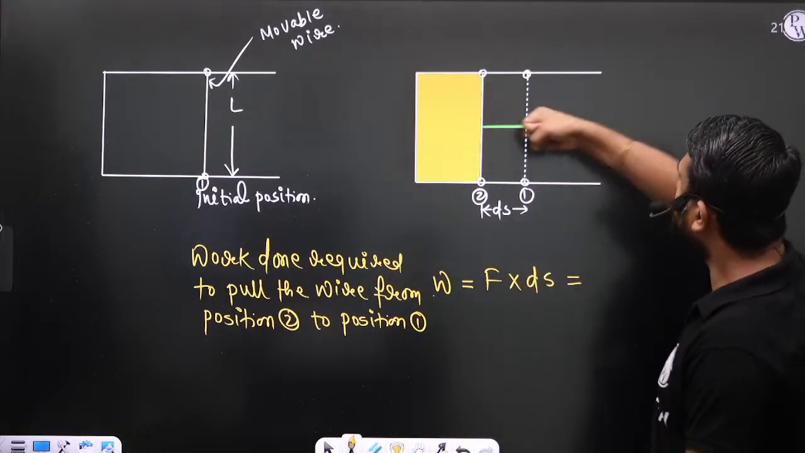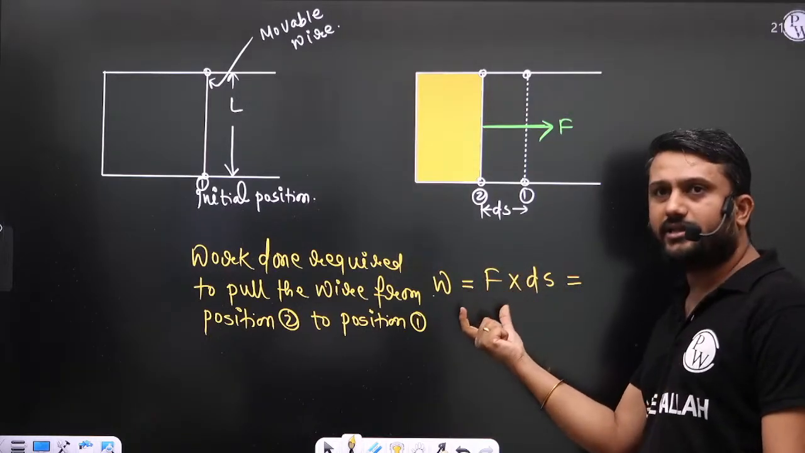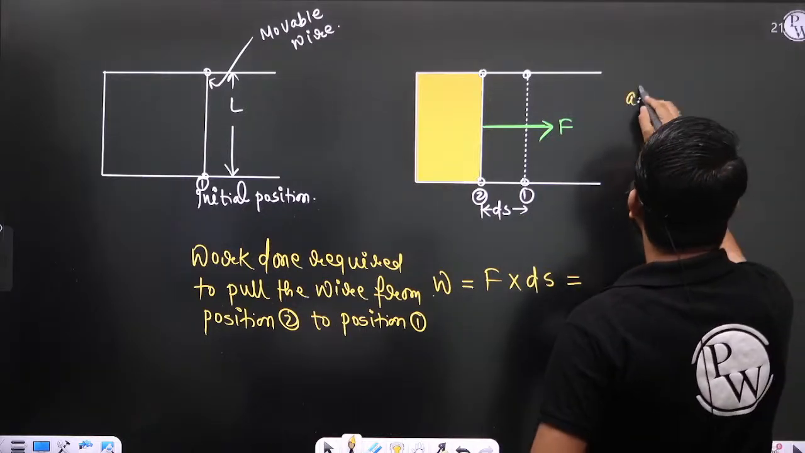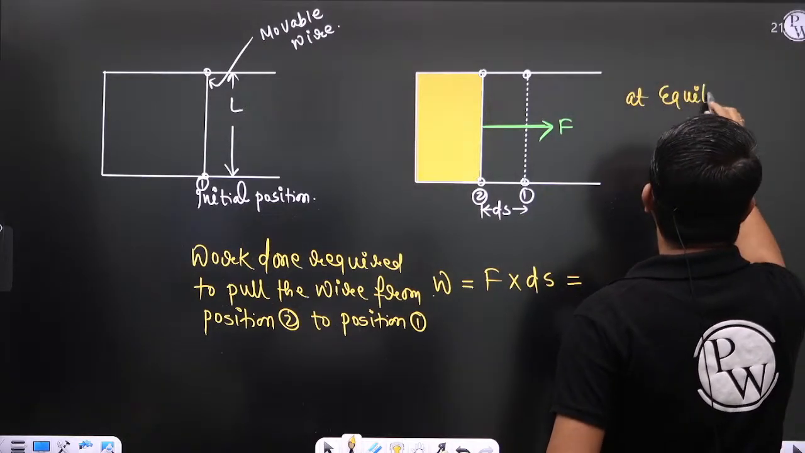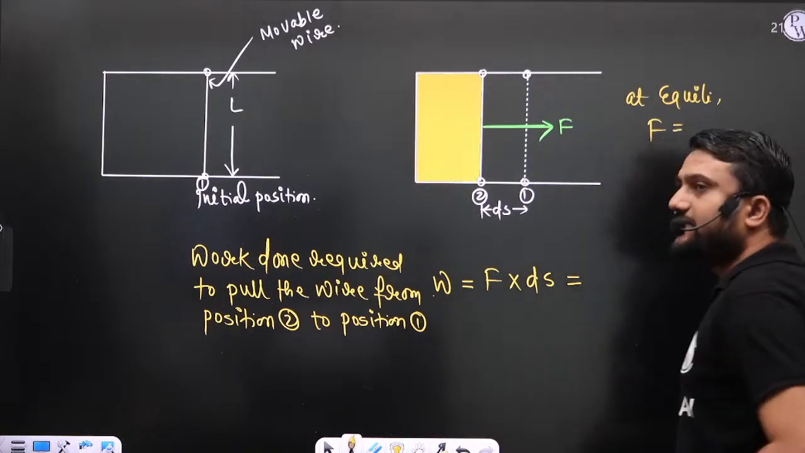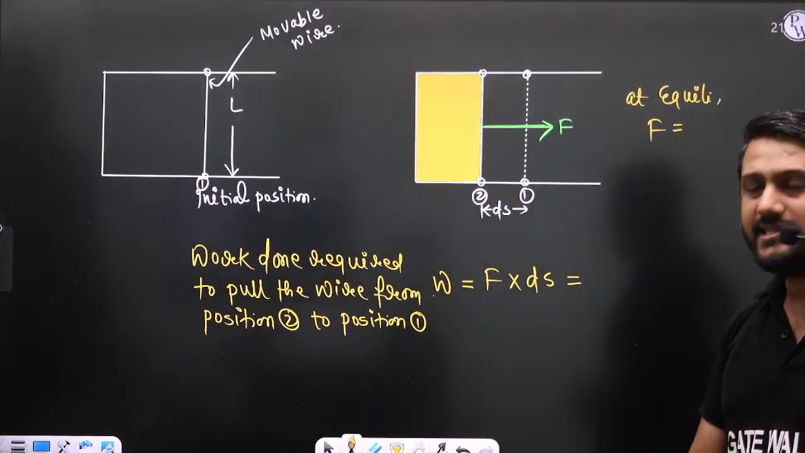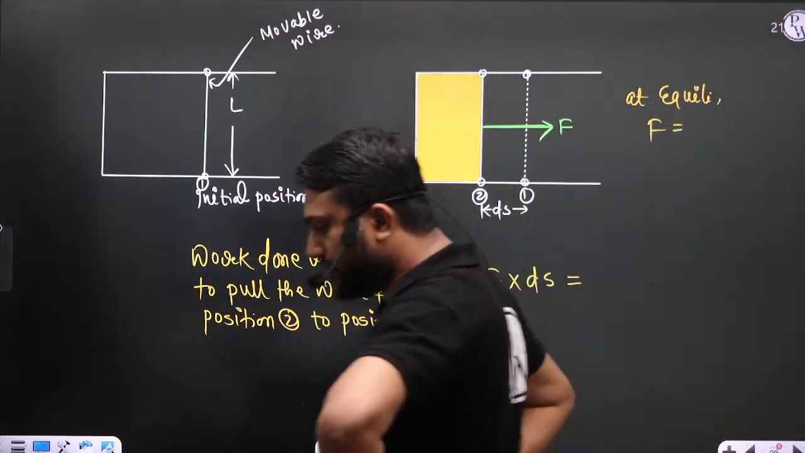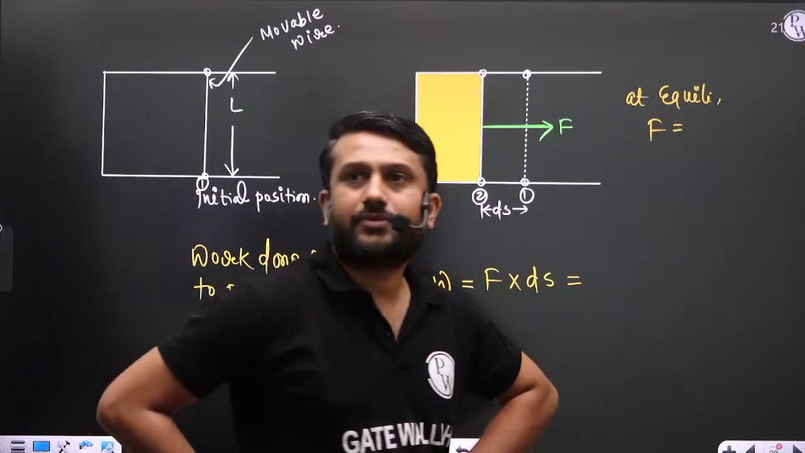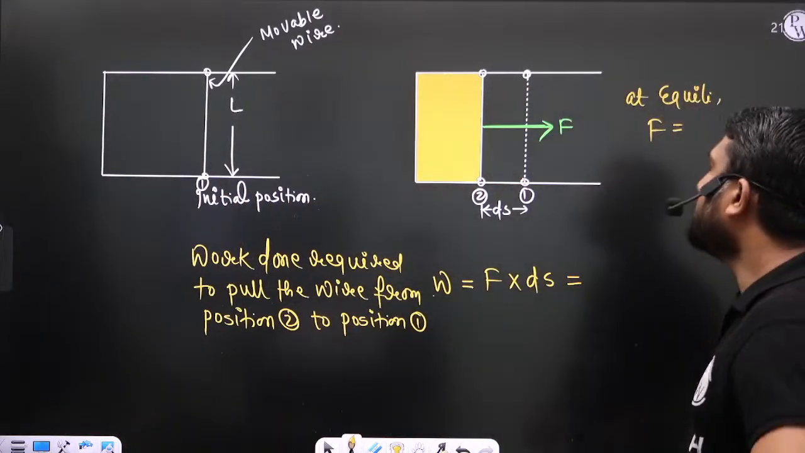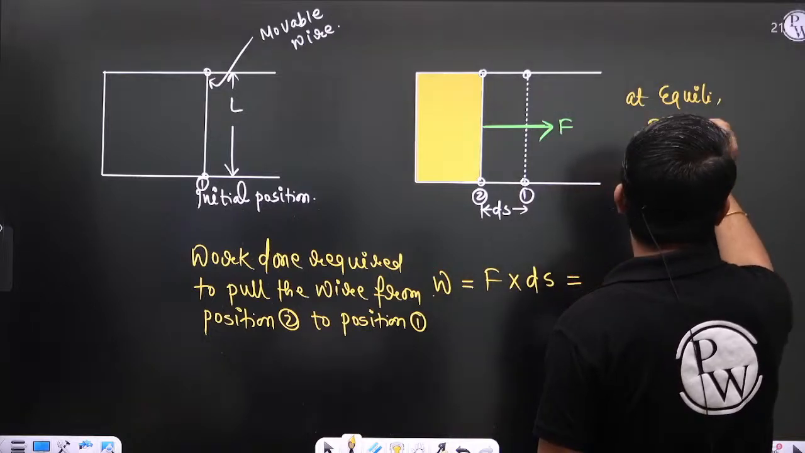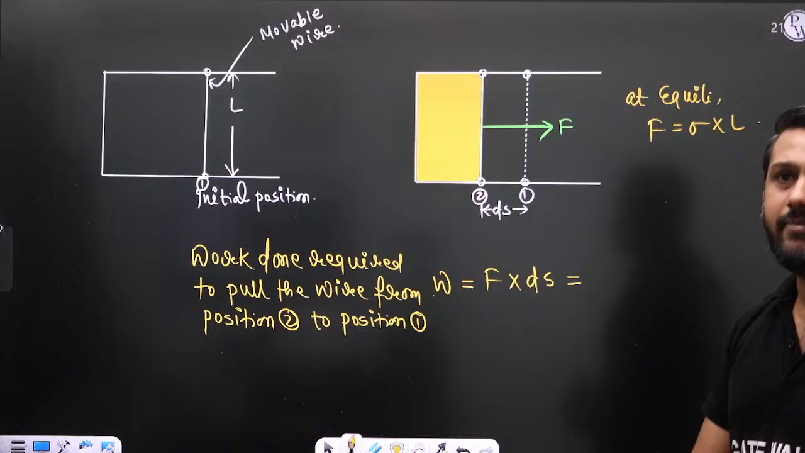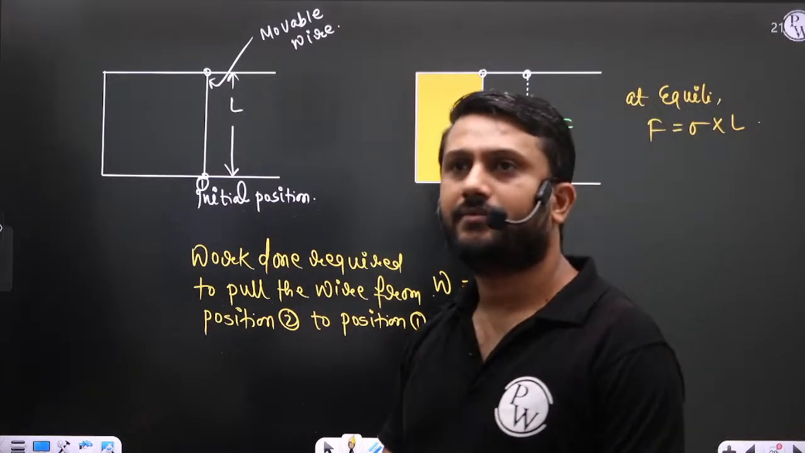This F is the force that I am applying. This F is also equal to, at the equilibrium condition, the surface tension force. This F is equal to the surface tension force, yes or no? Yes, absolutely. This F is equal to the surface tension force, which is sigma multiplied by L.